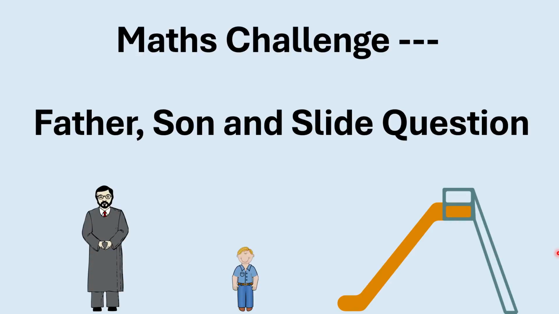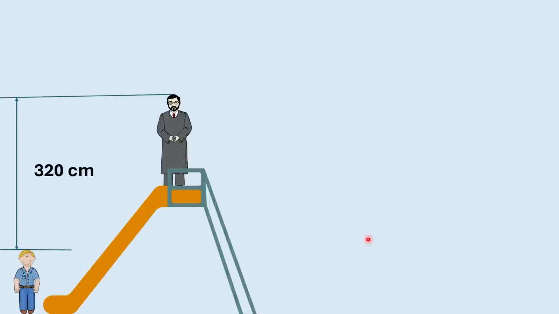One day, the father and the son are playing a height measurement game in the park. Firstly, the father stands on the top of the slide, and the son stands on the ground. It turns out that the father is 320 centimeters taller than the son.